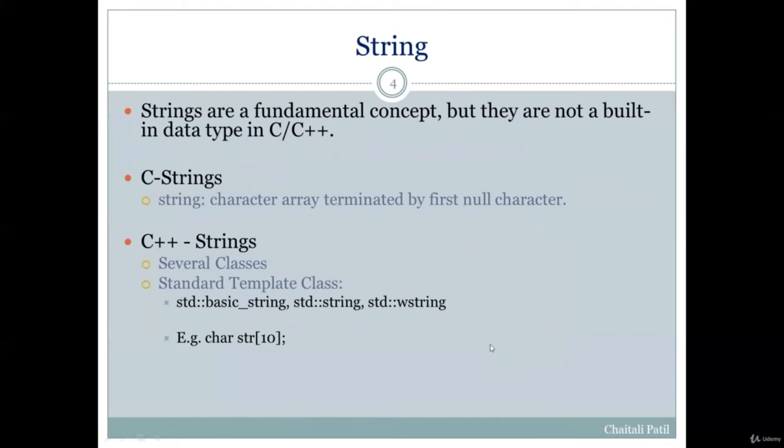String. Strings are a fundamental concept, but they are not built-in data types in C and C++. In C language, a string is a character array terminated by the first null character. In C++, there are several classes available for strings. Standard template classes are also available in C++.